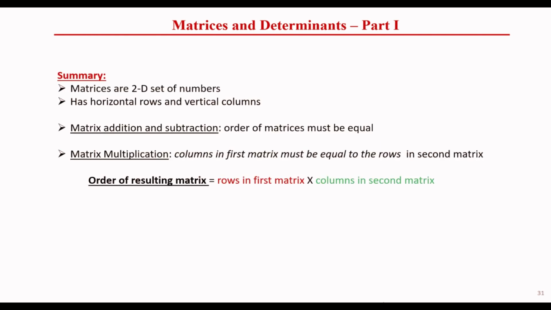So in conclusion, we went through matrices. Matrices are basically two-dimensional sets of numbers, and we saw how we can add them. Subtraction is basically adding matrices, just flipping the sign. And for matrix multiplication, one rule to keep in mind is the columns in the first matrix should be equal to the rows in the second matrix, and the order of the resulting matrix is equal to the rows in the first matrix times the columns in the second matrix.